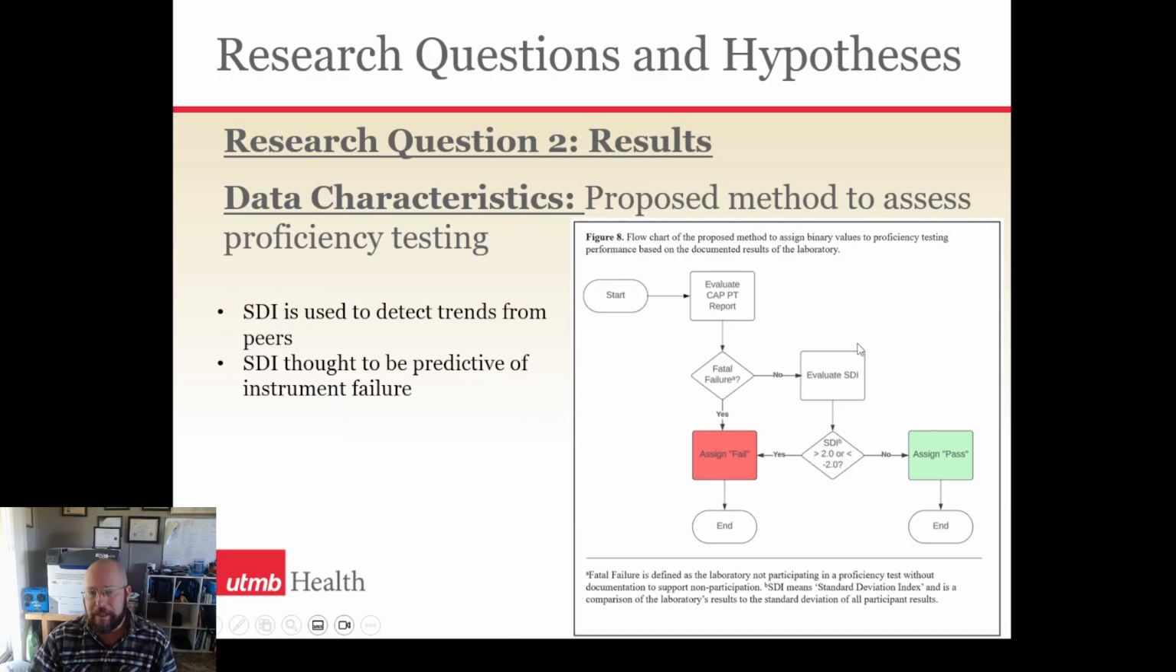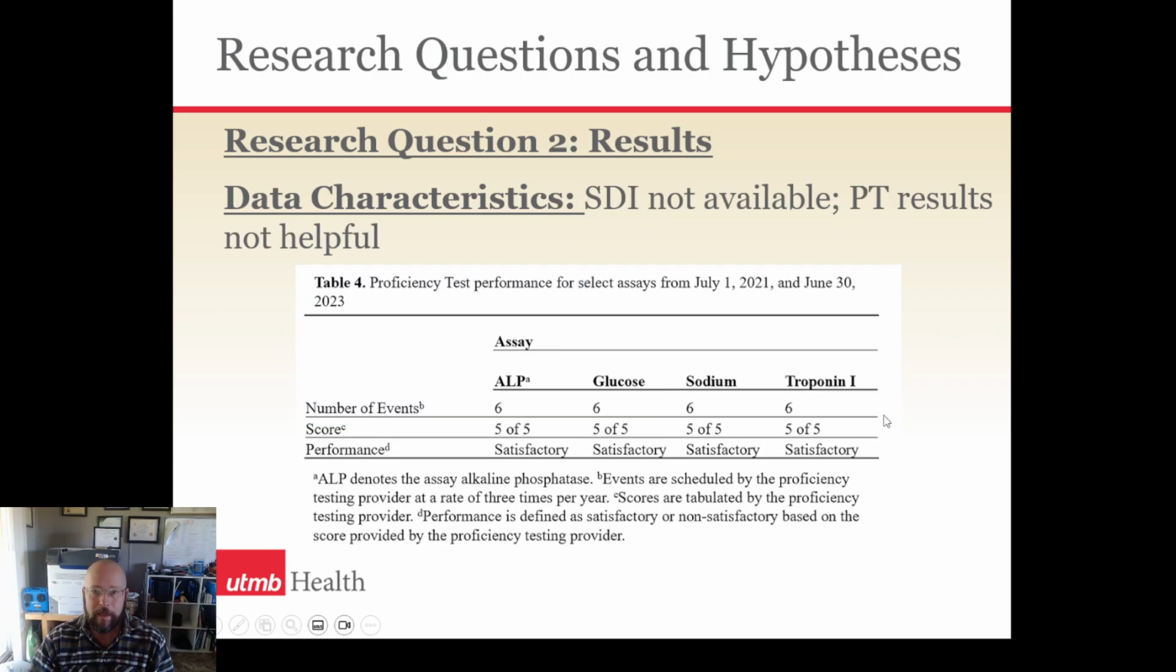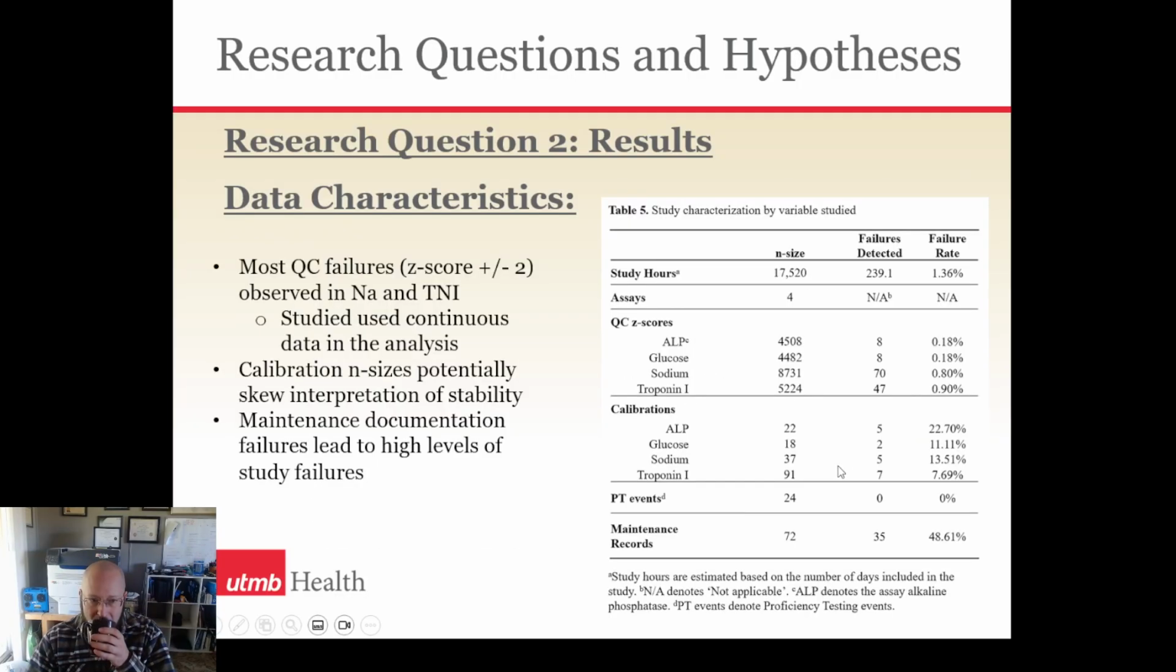I did look at proficiency testing. Here was my method that I was going to assign for proficiency testing, pass, fail. Again, we just want to take our CAP reports and convert this into a bivariate value. However, there were no proficiency test failures, so I really had no way of incorporating this into my study. And you can see that here. All their results were satisfactory at UTMB during the study period. It didn't add anything to the study.